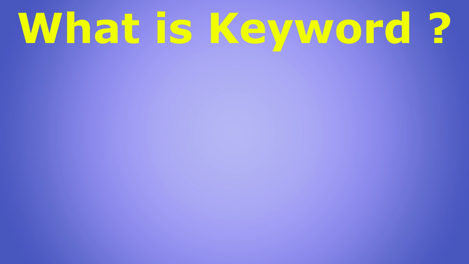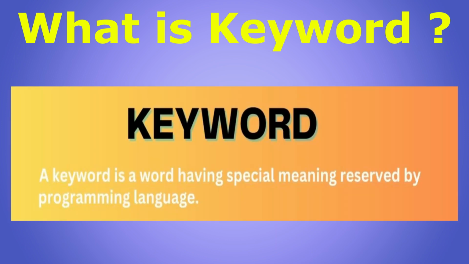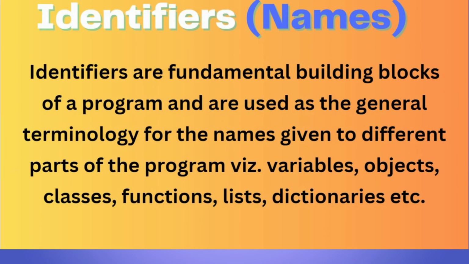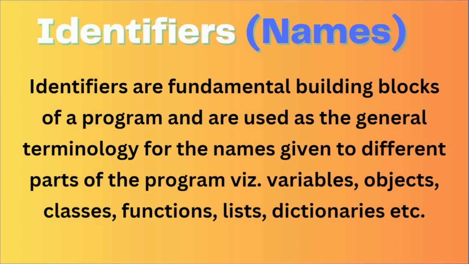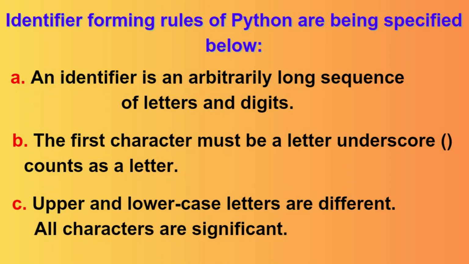Now if anybody asks for an answer in a single sentence, what are keywords, we can say that a keyword is a word having special meaning reserved by the programming language. Next, identifiers. Identifiers basically means names. Identifiers are the fundamental building blocks of a program and are used as the general terminology for the names given to different parts of the program, like variables, objects, classes, functions, lists, dictionaries, etc.